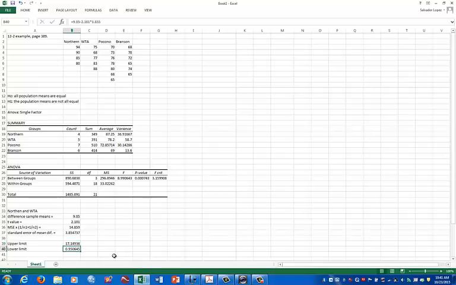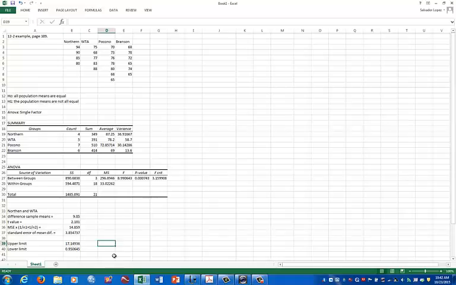If 0 is not in the confidence interval, then the two means are different. The farther away these two values are from 0, the more significantly different the two means are. Okay, so since 0 is not within this range, we conclude that these two means are significantly different.